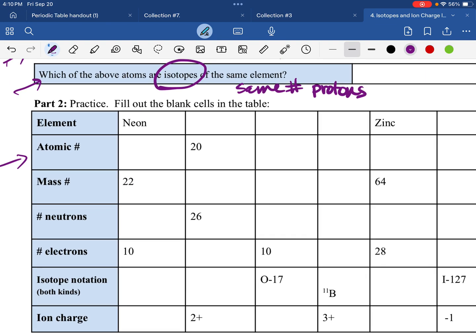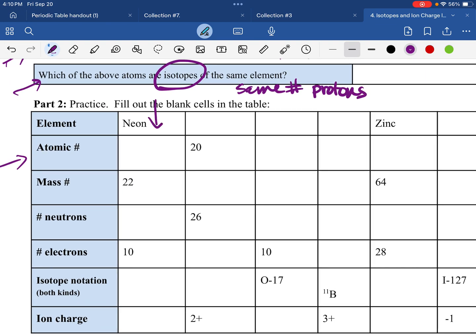So here we have each column is a separate atom, like above. Let's try this first one. So we know in this one we're given the name of the element, neon. And we're given the mass number and the number of electrons, but we don't know what goes in these other boxes yet, so we have to figure that out. So let's first see if we can figure out the atomic number, which we know from above is the number of protons.